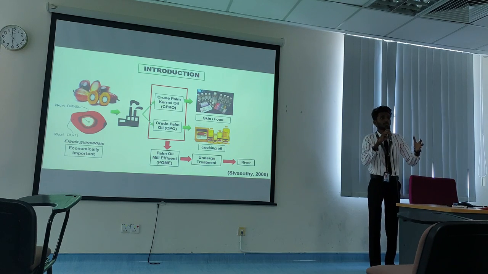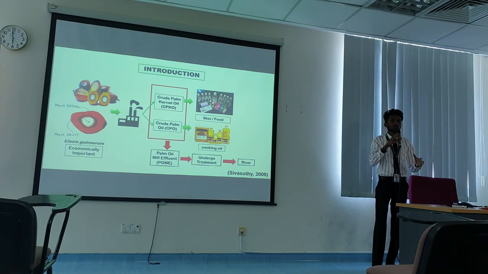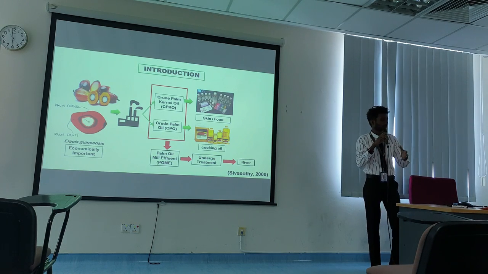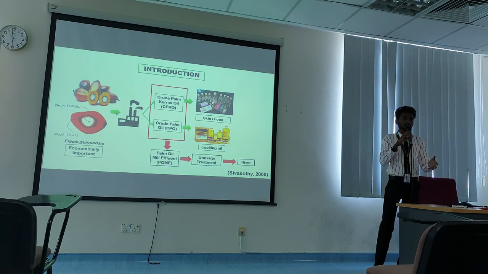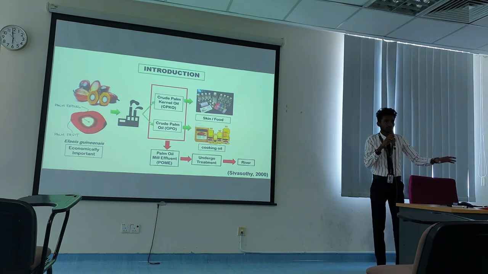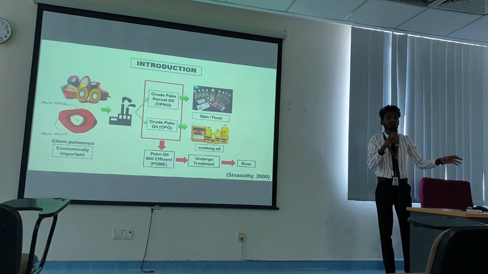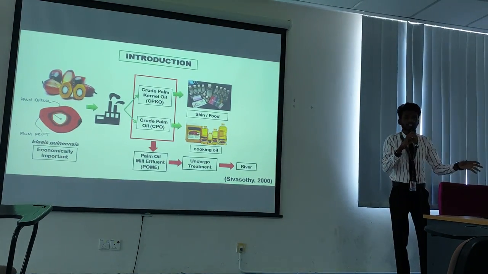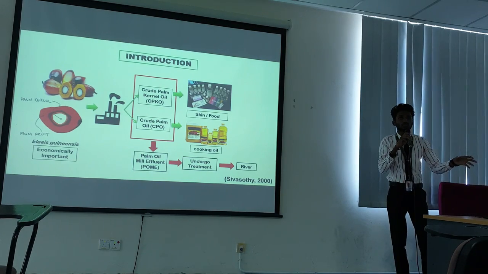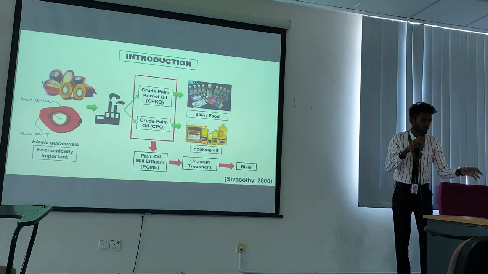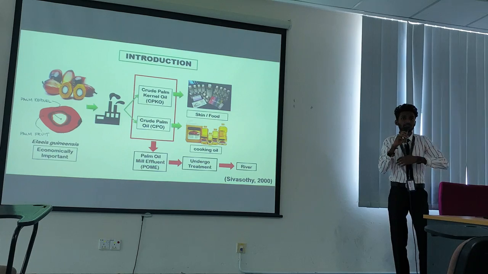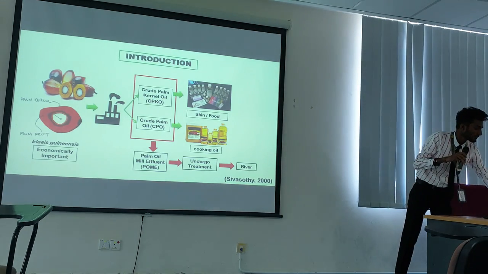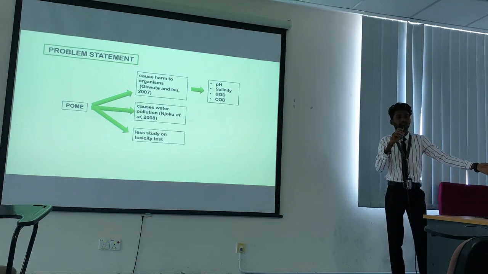Basically, we know that palm oil is economically important to our country. And the palm oil is used to produce skincare products, food products, and cooking oil. During the production, the factory also produces palm oil mill effluent, also known as waste. And this undergoes a treatment to purify it, and then it will be released to the river bank. And this is my problem statement.